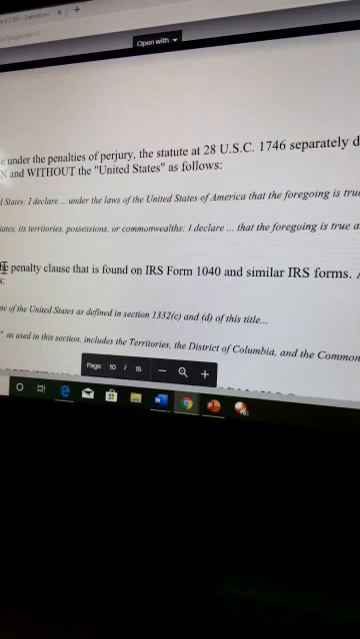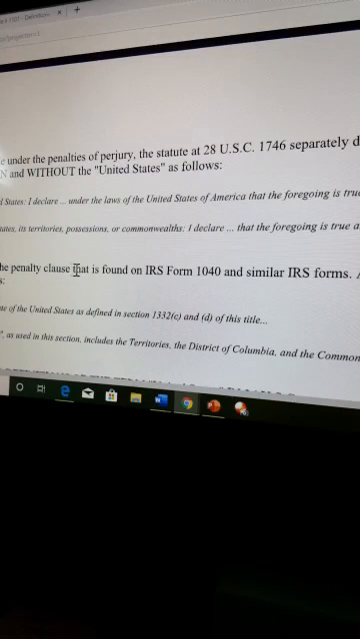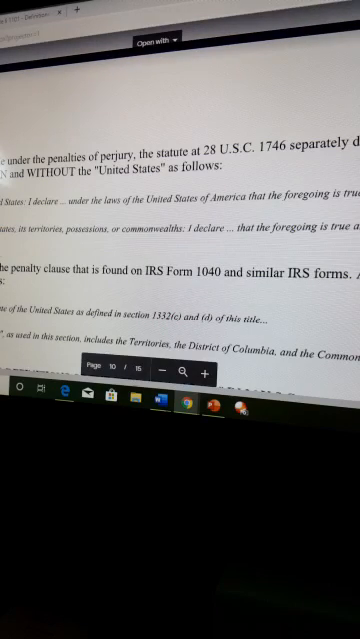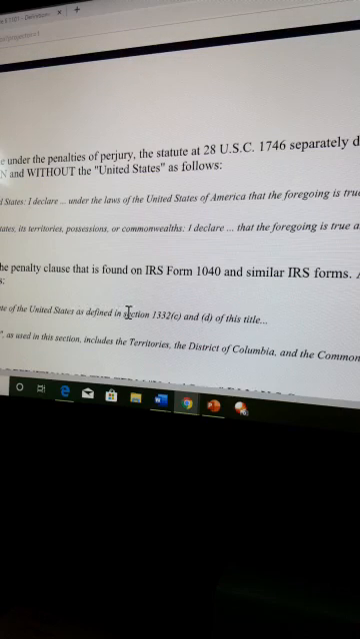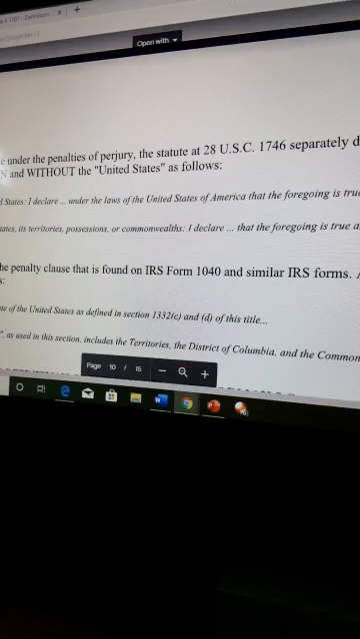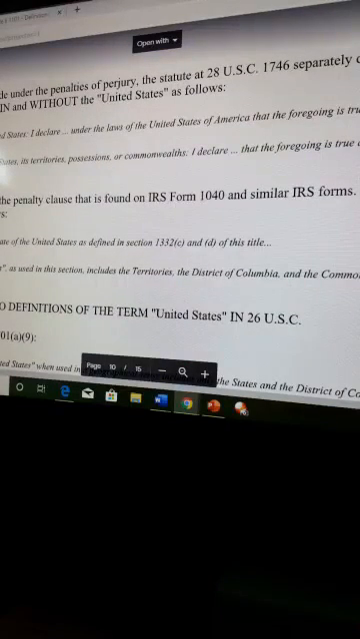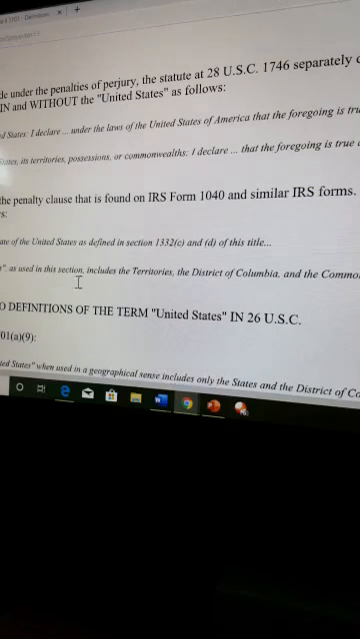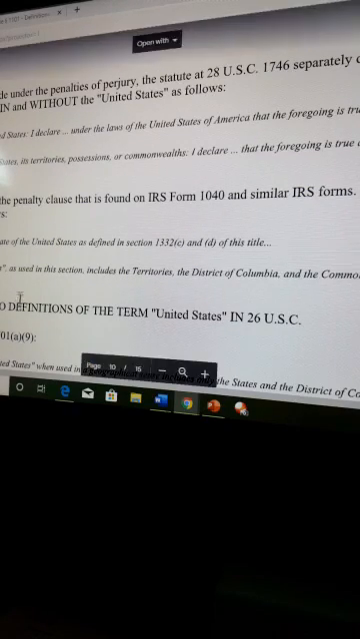The latter clause above is the penalty clause that is found on the IRS Form 1040 and similar IRS forms, and Title 28 U.S.C. 1603(a)(3) states as follows: "Which is neither a citizen of a state of the United States, as defined in Section 1332(c) and (d) of this title." Section 1332(d): the word state, as used in this section, includes the territories, the District of Columbia, and the Commonwealth of Puerto Rico.